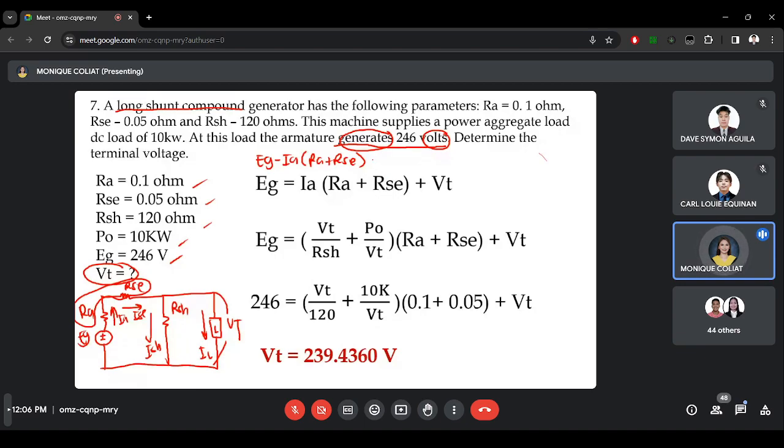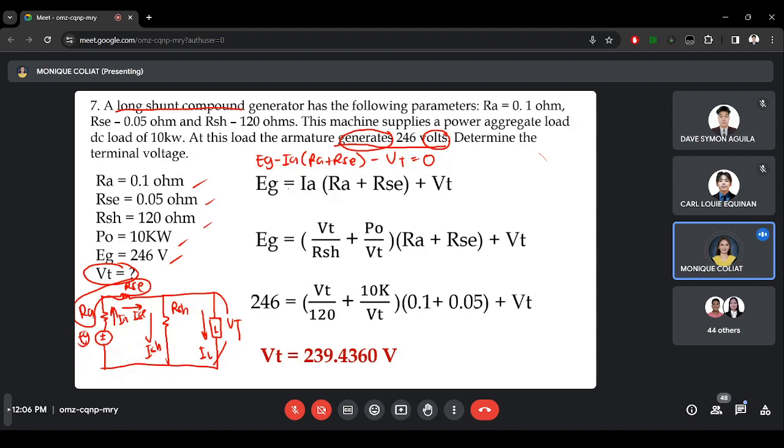Let's substitute all the given parameters. So, we have an EG of 246. We don't have VT. That is the unknown. Then we have RSH 120. We have PO 10,000 watts. Then RA and RSE plus VT.